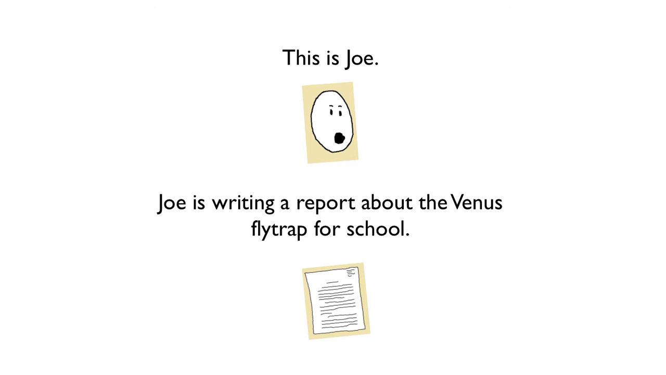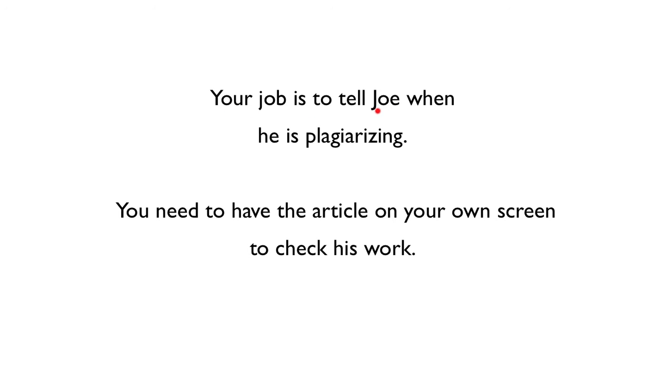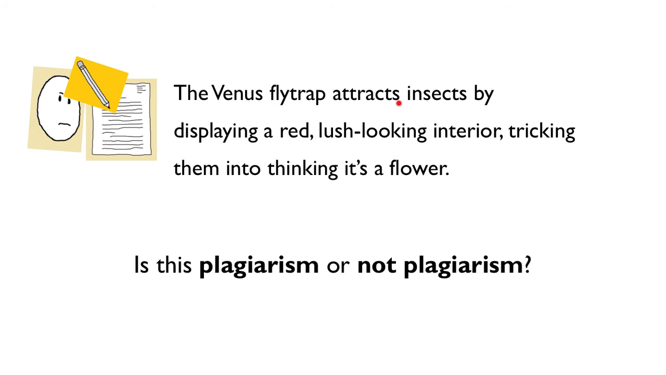This is Joe. Joe is writing a report about the Venus flytrap for school. One of his sources is the article you just read. Your job is to tell Joe when he is plagiarizing. You need to have the article on your own screen to check his work. Ready? Here's one sentence. The Venus flytrap attracts insects by displaying a red, lush-looking interior, tricking them into thinking it's a flower. Is this plagiarism or not plagiarism?